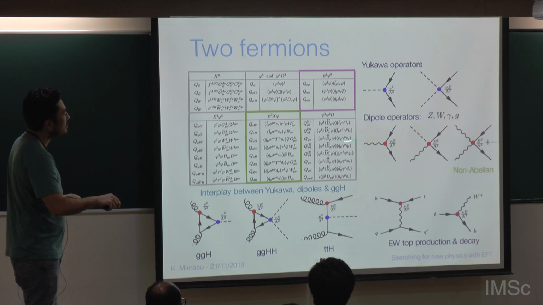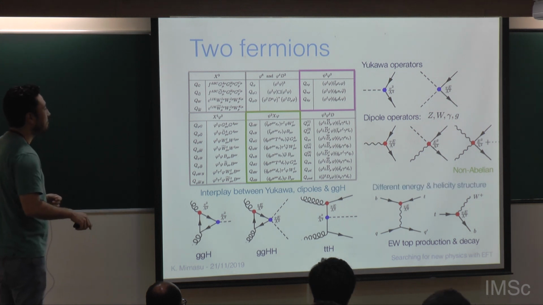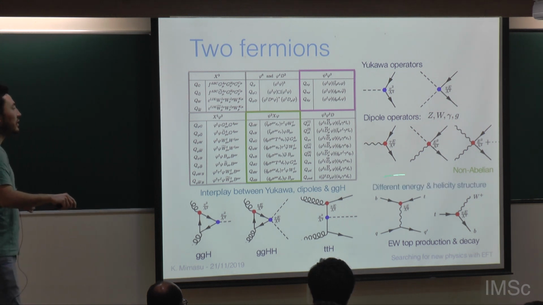But the weak versions of these dipoles can all mediate things like electroweak top production and decay, which have a different energy and helicity structure to the standard model, which allows us to put quite strong limits on them.